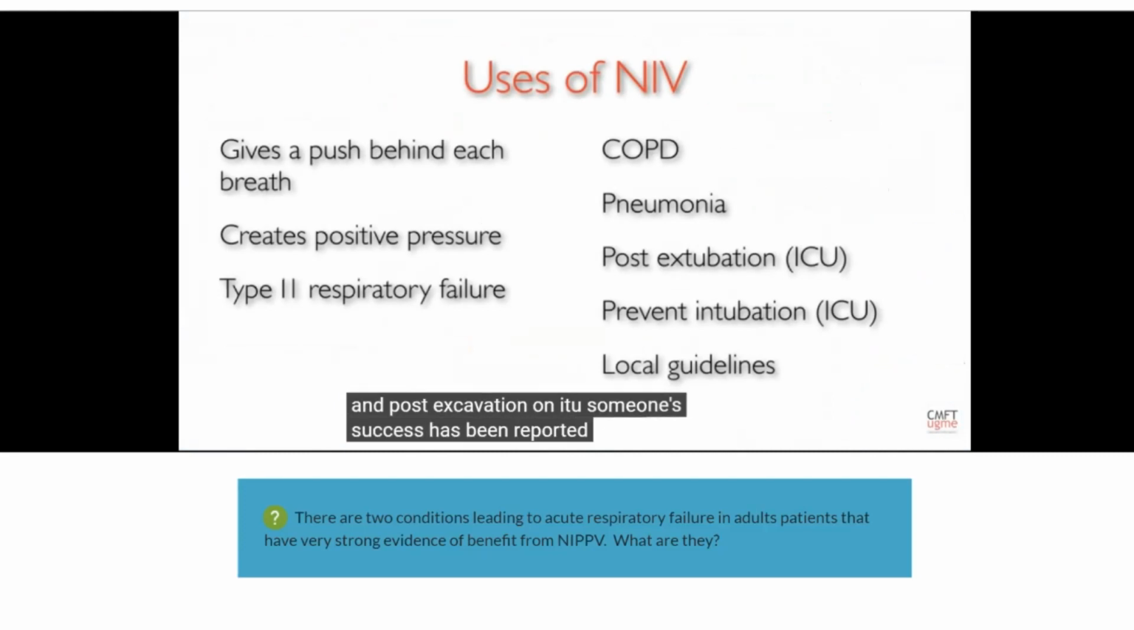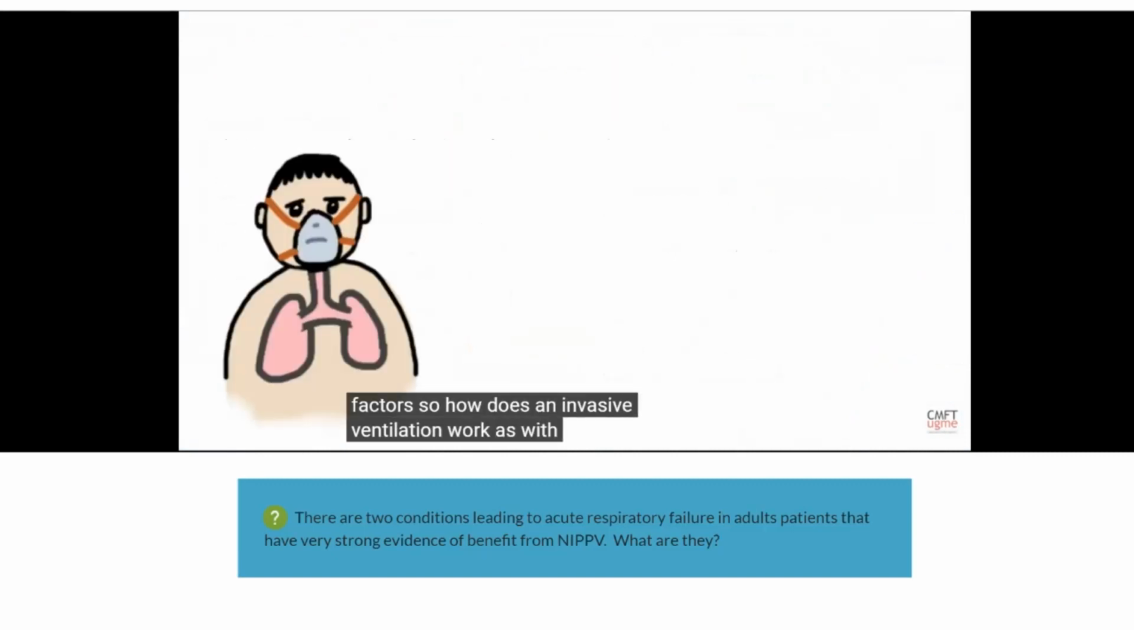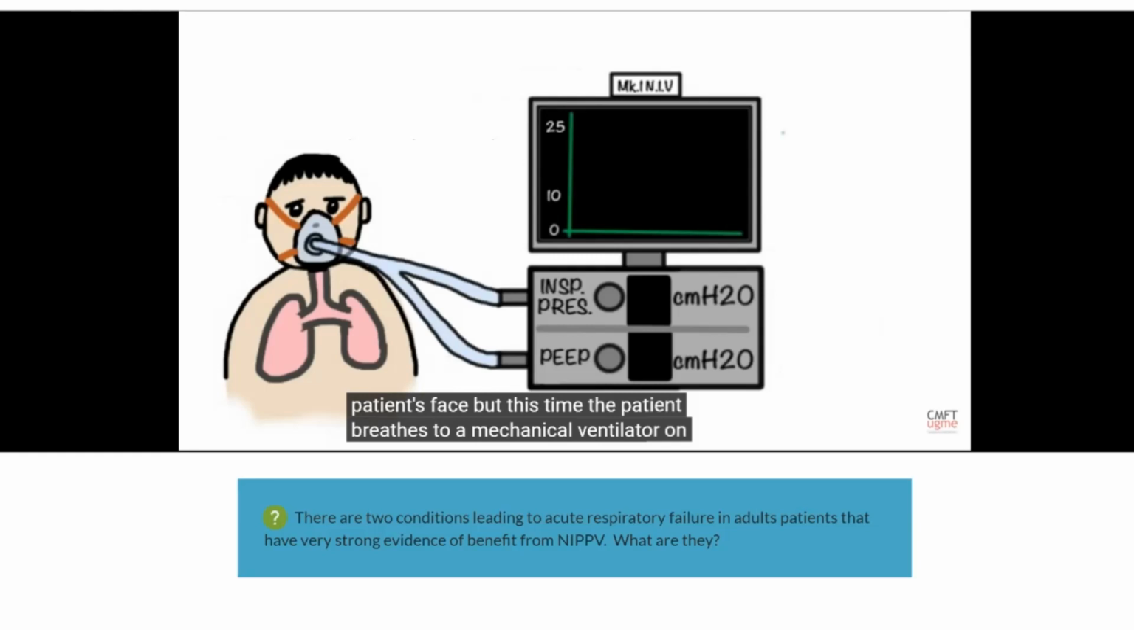Some success has been reported with asthma patients as well as certain other respiratory conditions where there may be reluctance to sedate, intubate and ventilate a patient due to existing risk factors. So how does non-invasive ventilation work? As with CPAP, a tight-fitting mask is fitted to the patient's face, but this time the patient breathes through a mechanical ventilator. On the ventilator, two pressures are set.